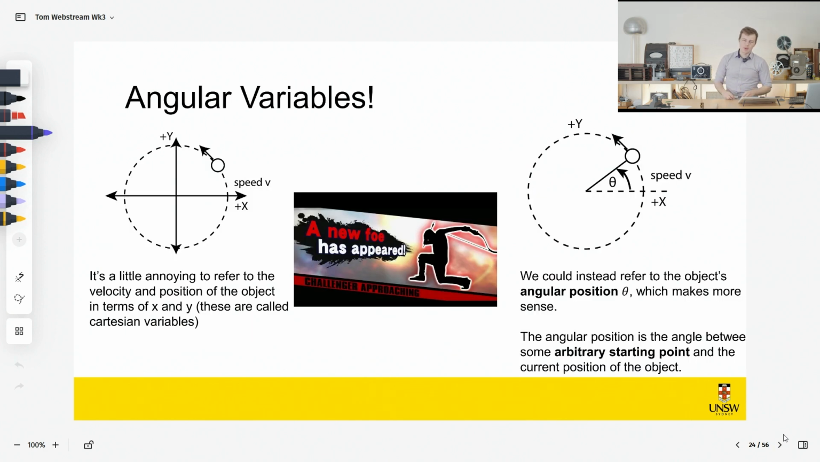It's not that easy though. There's a new world that we get to enter when we deal with uniform circular motion. That is the world of what we will call angular variables.